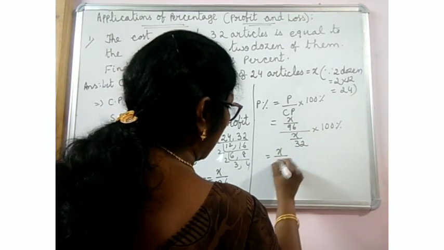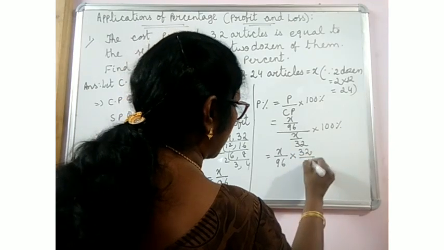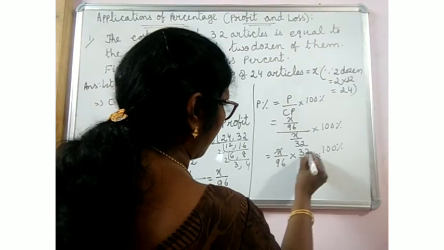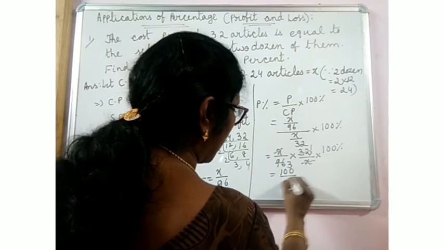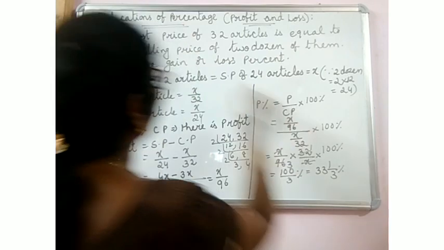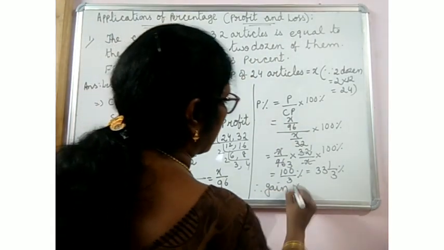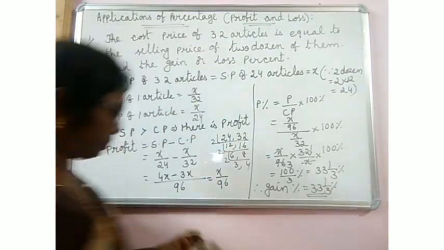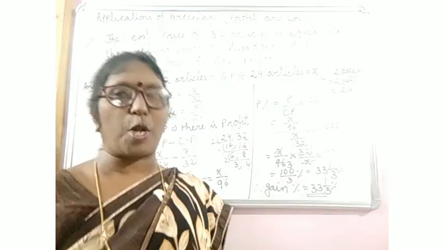That implies X by 96, this will be into 32 by X into 100%. X cancel. 32 1s are 32, 3s are 96. That means 100 by 3% or 33 and 1 by 3%. So find the gain or loss percent. Therefore, gain percent is 33 and 1 by 3%. I hope this is clear to you. Let me solve some more problems for you.